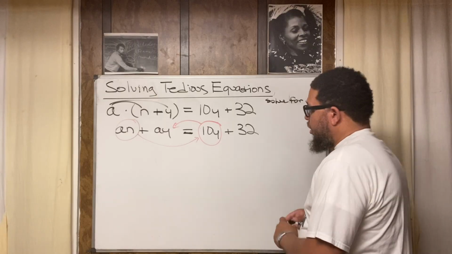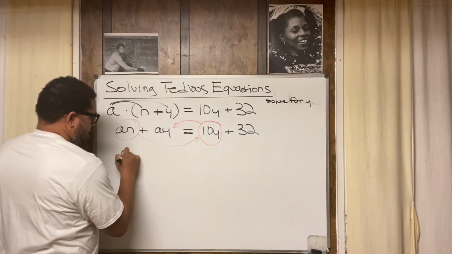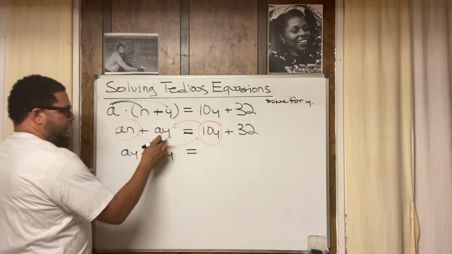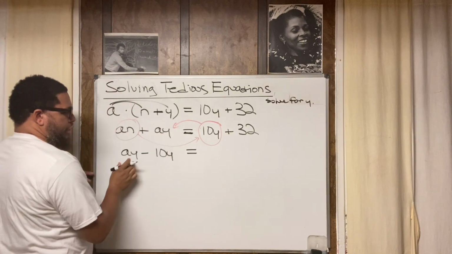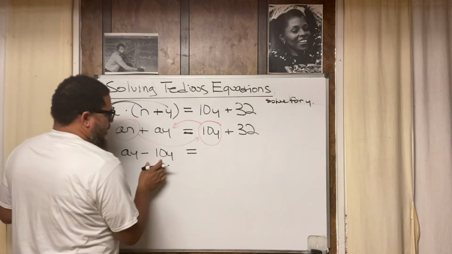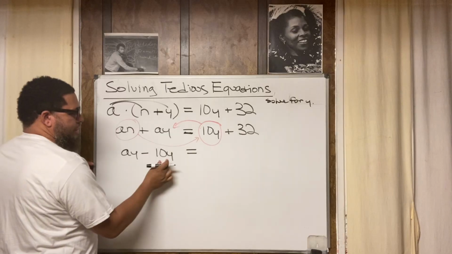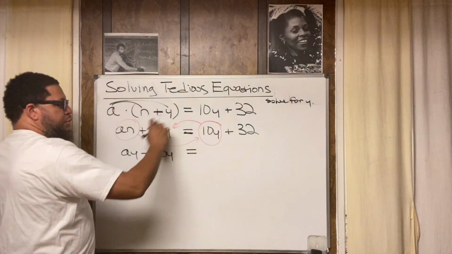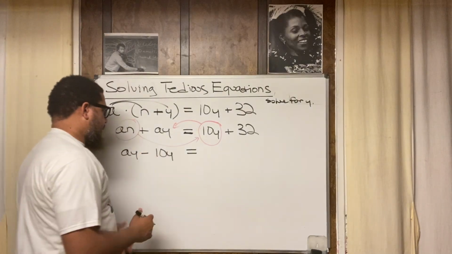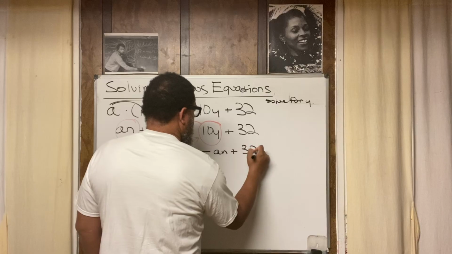All right. So let's see what it's going to look like now. So now we got AY minus 10Y. Why? Because the AY was already over there. It was positive AY, and it's still positive AY, right? Now we got minus 10Y. It was positive 10Y on the right. When it moves to the left, it becomes negative. The sign changes. Whenever you transpose, whatever term you transpose, the sign changes. Then we're going to have negative AN plus 32.